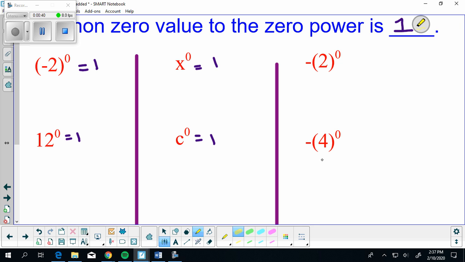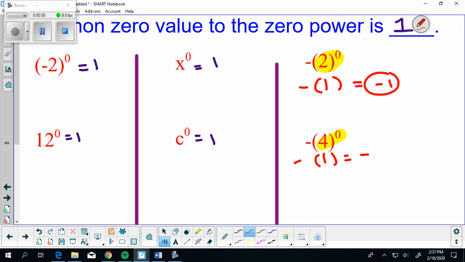This one over here, you can put it in your calculator or you can do step by step. So 2 to the 0 is 1, and then times a negative is negative 1. Same thing here. 4 to the 0 is 1, and then that negative on the outside is negative 1.